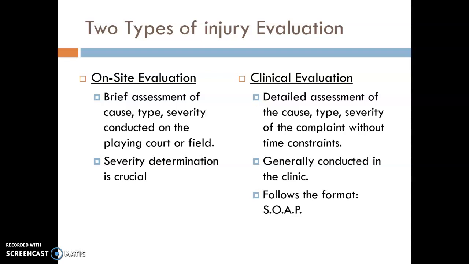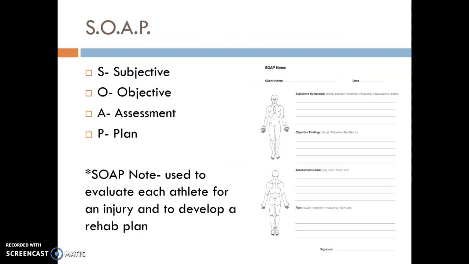This is usually conducted in the athletic training facility, and it's going to follow either the HOPS or the SOAP format, S-O-A-P. And that stands for subjective, objective, assessment, and plan. We use this to evaluate each athlete that comes in, and it's a little bit different than HOPS, but you can see an example of it on the right. We are going to go over what each of those letters mean in that acronym.